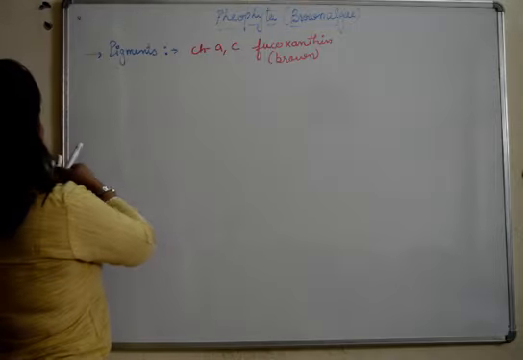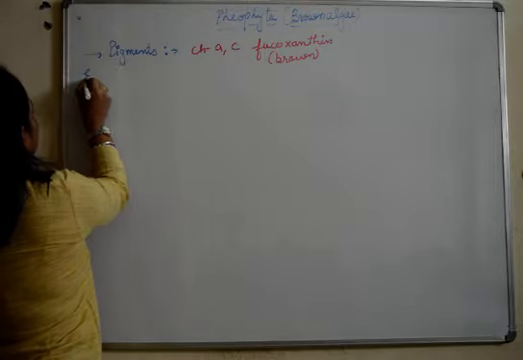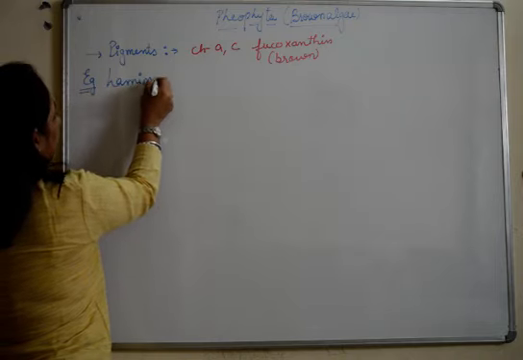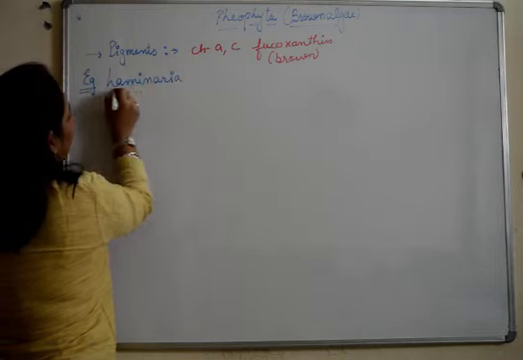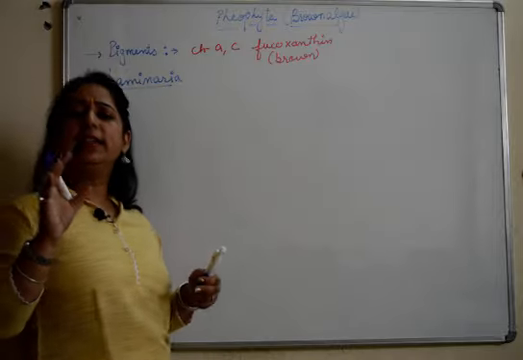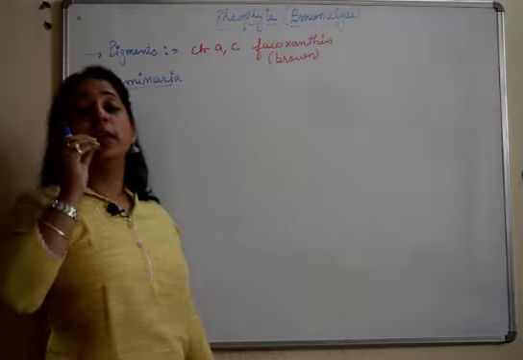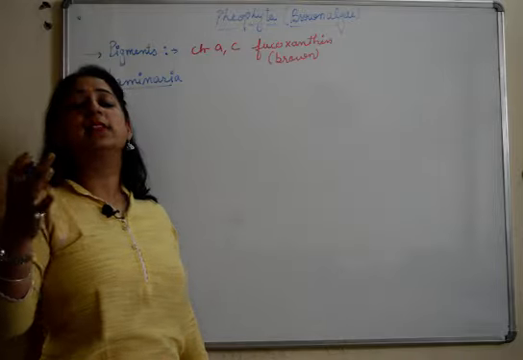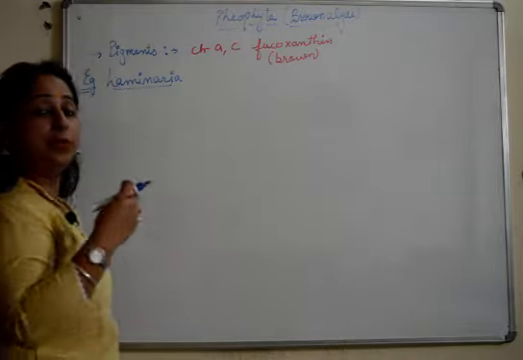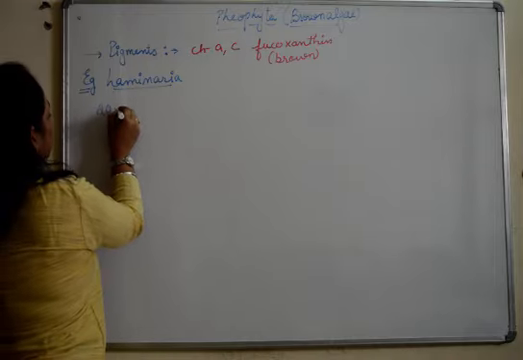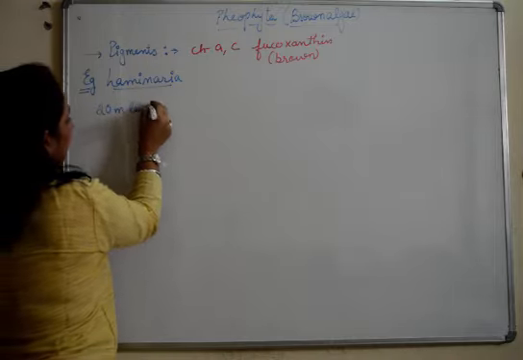So the first example is Laminaria. Now Laminaria is an alga; algae have different shapes and sizes. Laminaria is the tallest or longest among the algae, and its length reaches up to 20 meters.